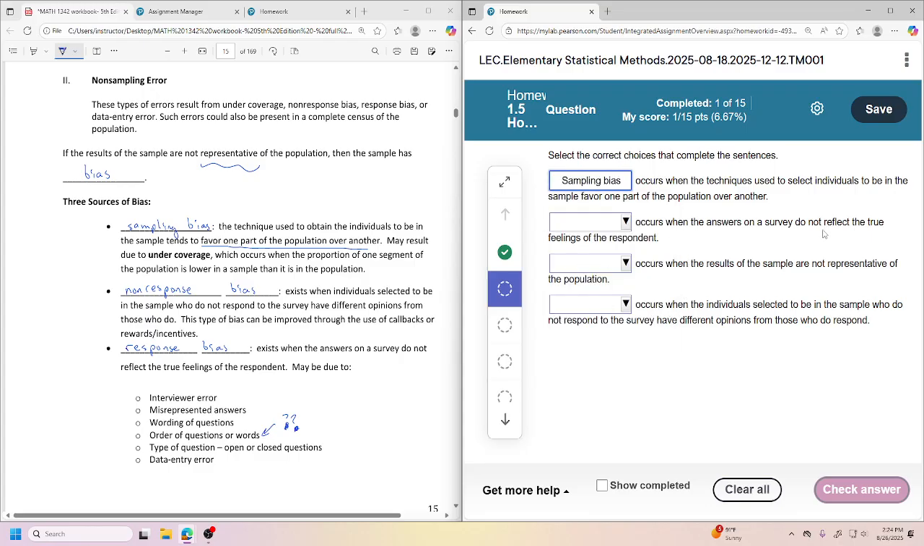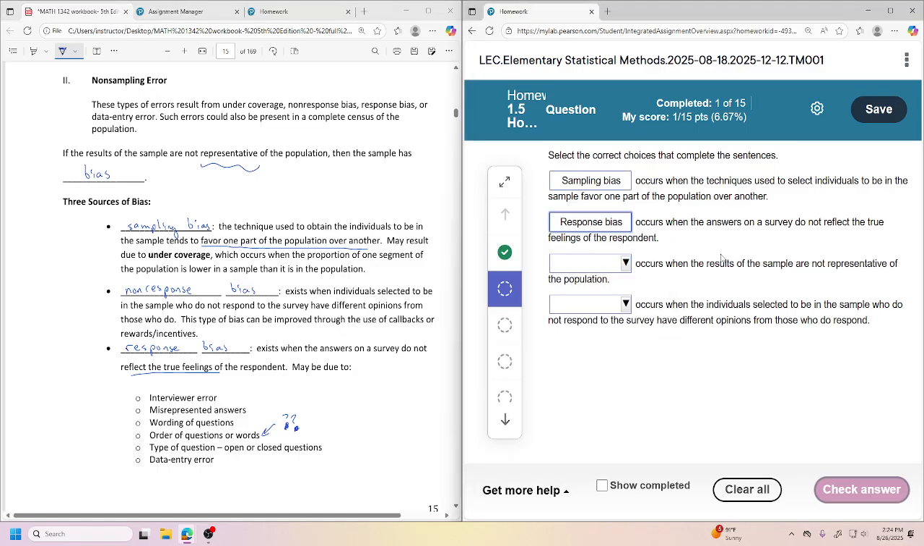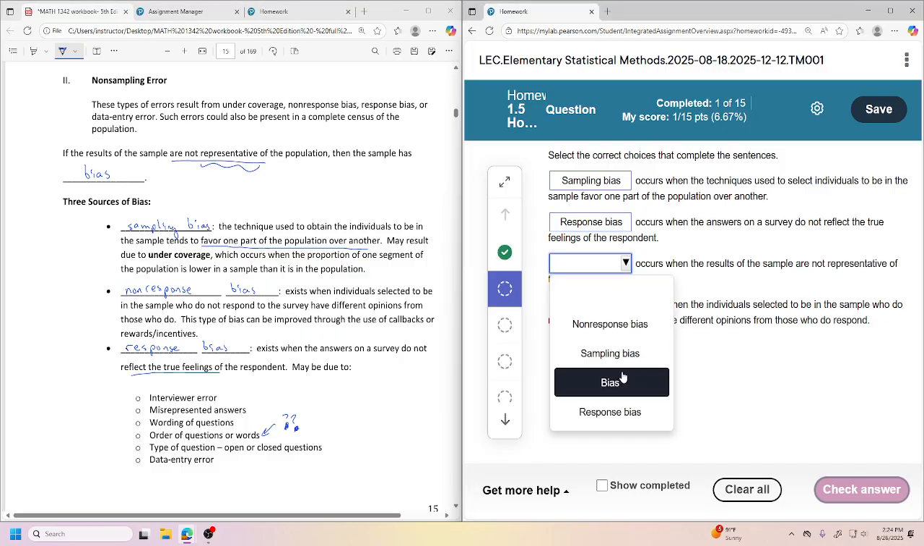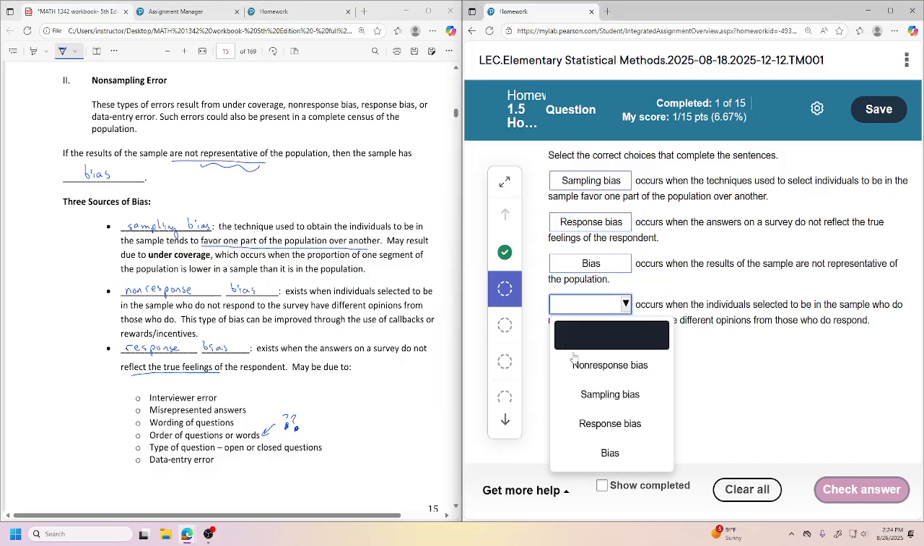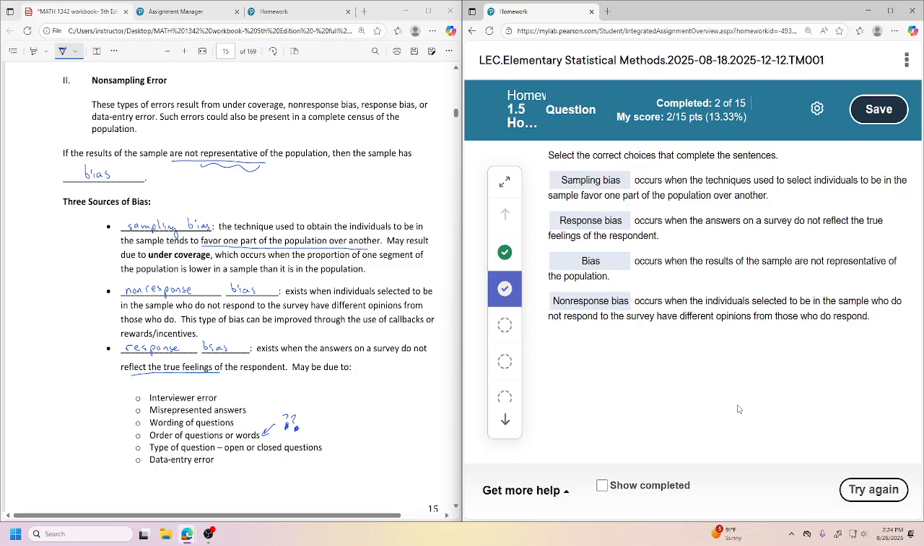Occurs when answers on a survey do not reflect true feelings. Do not reflect true feelings. Yep. Results of the sample are not representative. Yeah, just bias right there, not representative. Yep, just plain bias. And so the last one's got to be the last one, right? Isn't that how that works? Cool. And that's why we got the workbook, because then you can go back and say, oh yeah, that's how we do this thing.